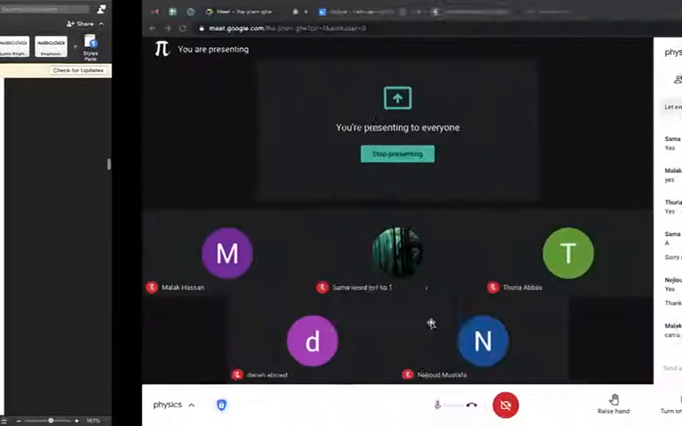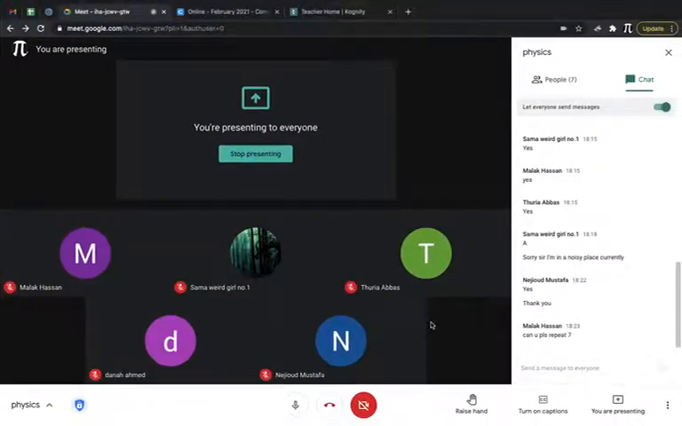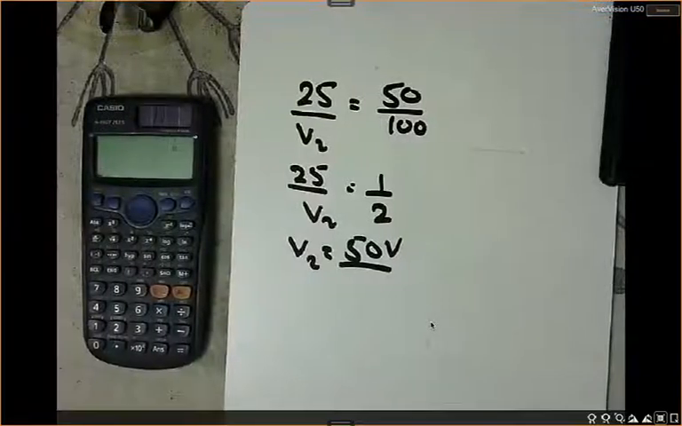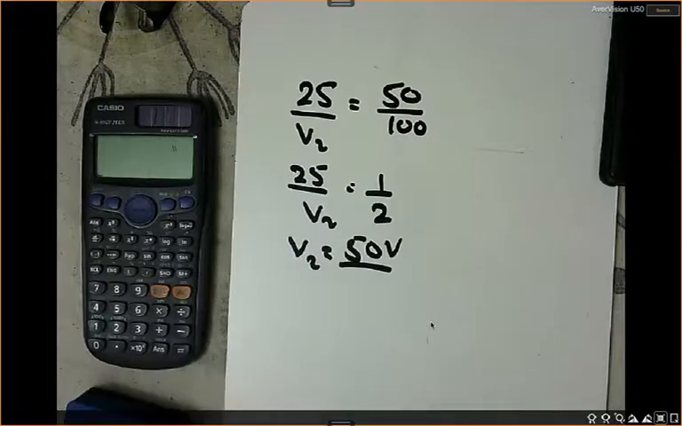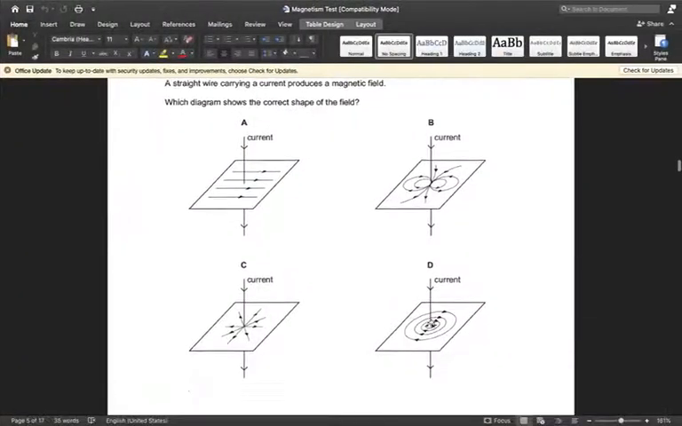Okay. Malak, question 7. What's the problem with question 7? Oh no, at first I didn't simplify it completely. I used 5 over 10, and then when I cross-multiplied, I got 12.5. But I didn't simplify it completely, I guess that's why. But then when I solved it again, I got a 50. Okay, good.